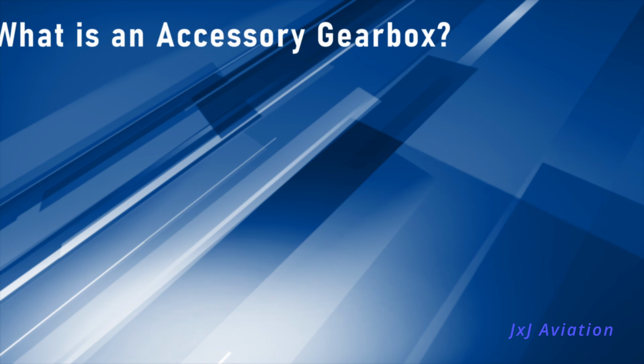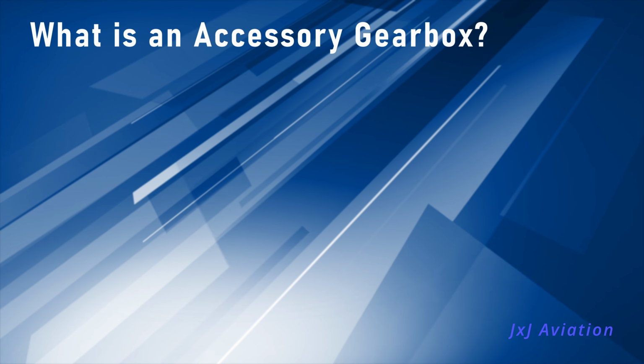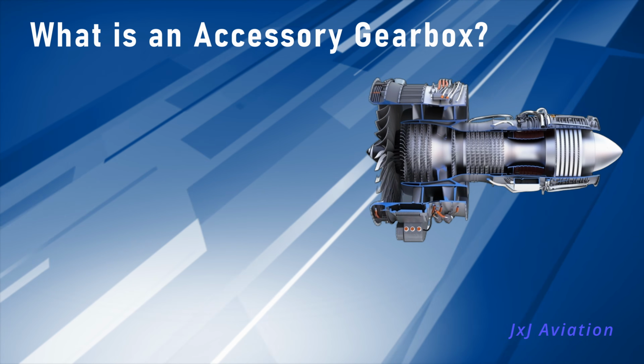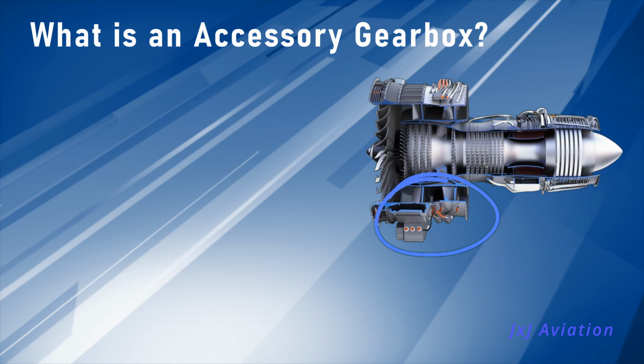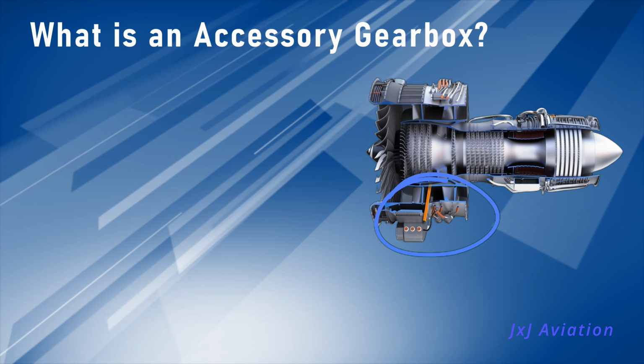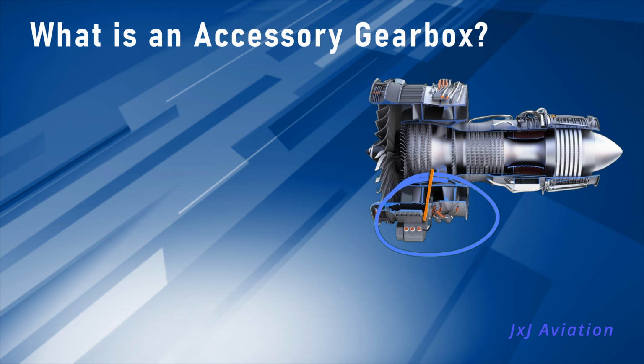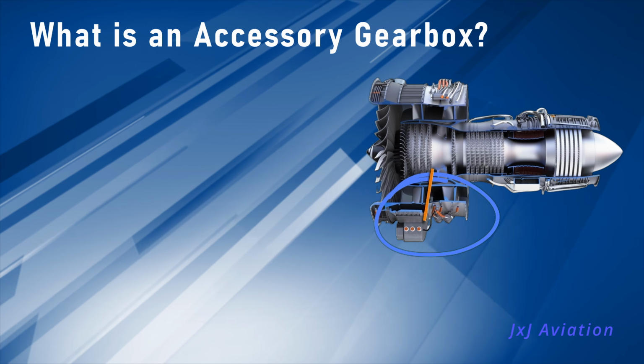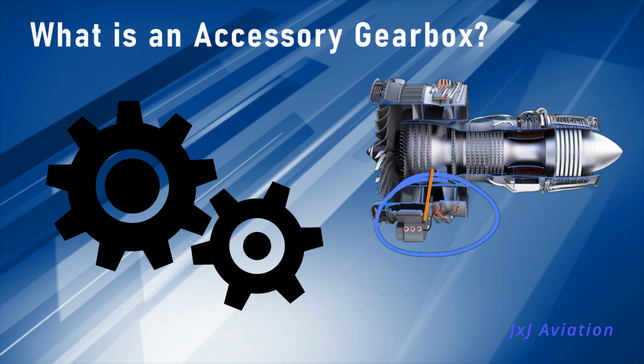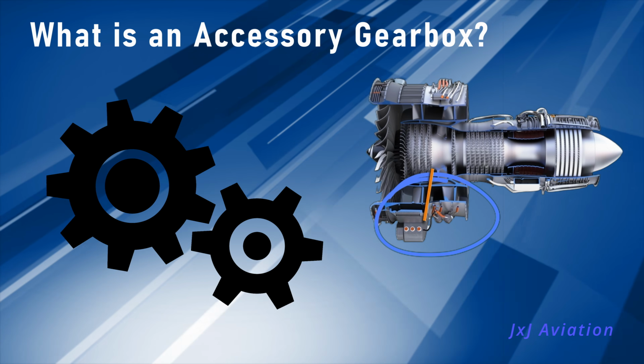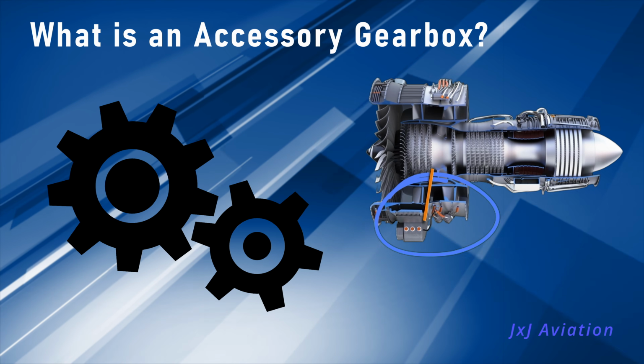What is an accessory gearbox? This gearbox is installed on the side or the bottom of a gas turbine engine. This gearbox is connected to a shaft in the engine. The gearbox consists of a series of interconnected gears. When the shaft spins, it rotates the gears.